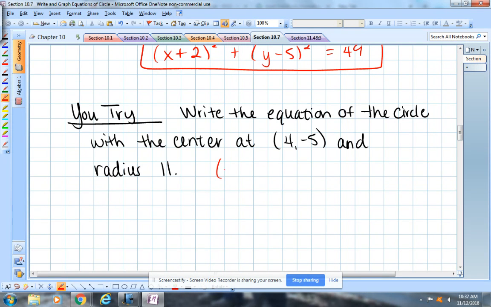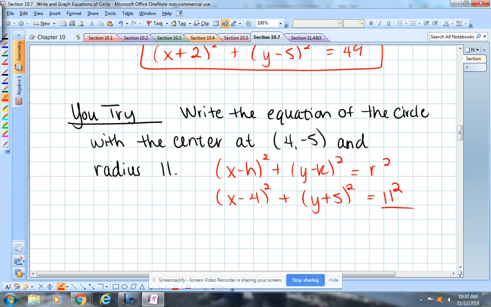All right, so my formula is (x − h) squared plus (y − k) squared equals r squared. So what goes in the first parentheses? x minus 4, squared, because we changed the sign of 4, plus what goes in my second parentheses? y plus 5, because I changed the sign of the negative 5, equals, what's my r? 11. So all I have to do is simplify 11 squared. And what does that simplify to? So (x − 4)² + (y + 5)² = 121.